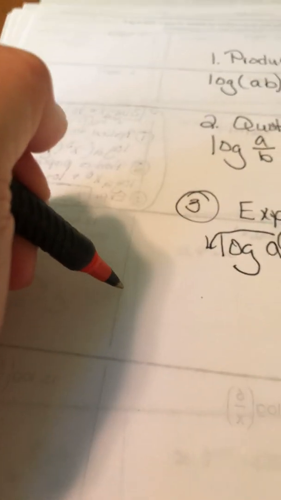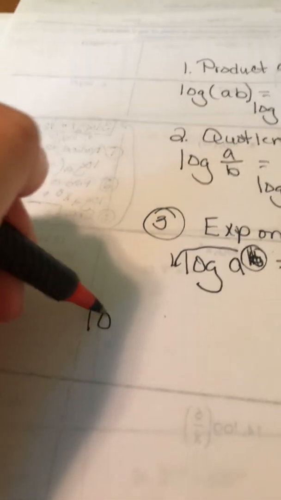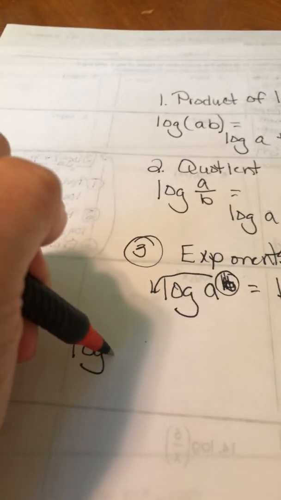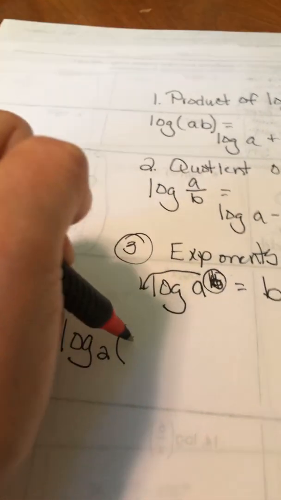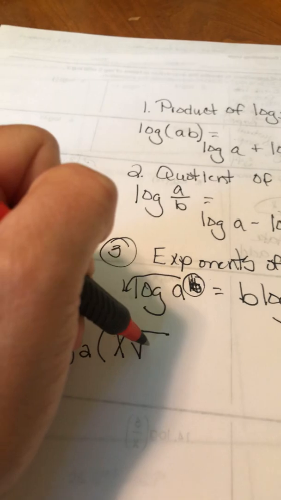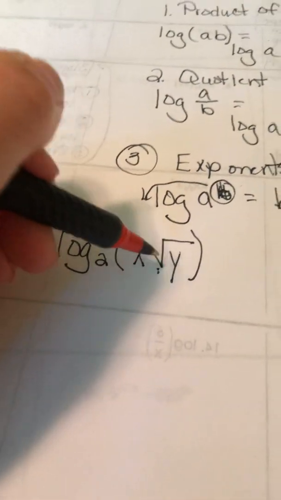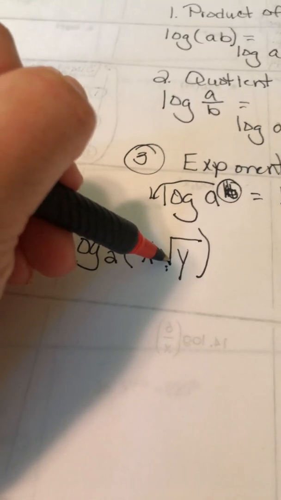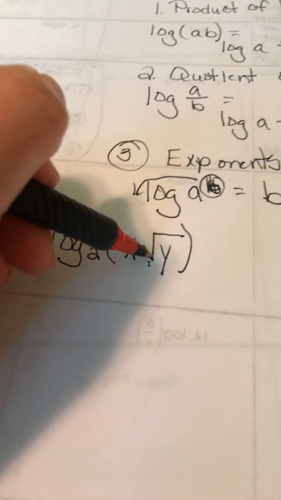We also talked about, for instance, if I have a problem, let's just say we have log 2, and then in parentheses, we have x square root y. How would we handle this? If I told you to take this and expand it, how would I handle it? If you ever have a radical, you got to take care of it first. So we've got to convert that radical to exponential.